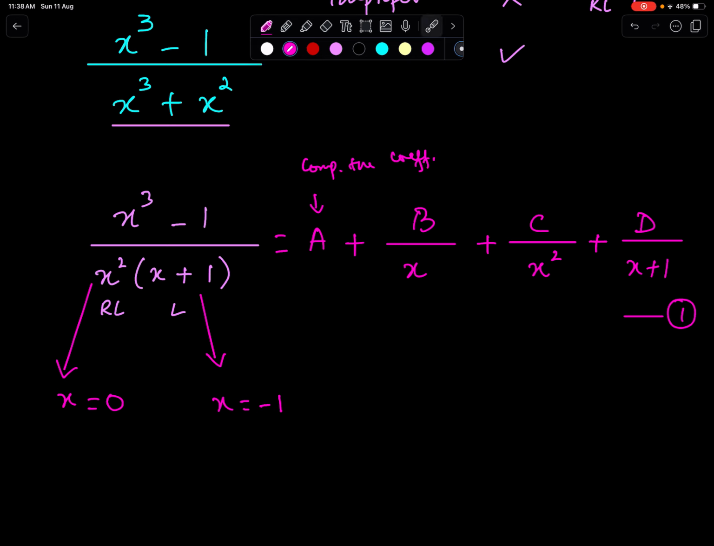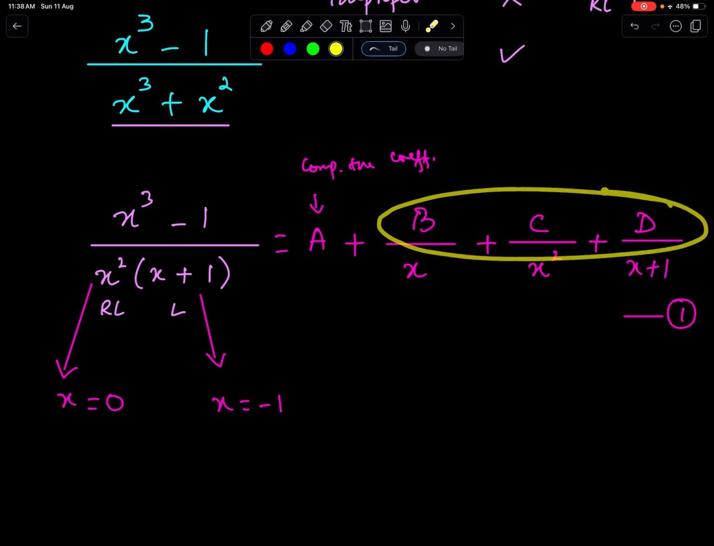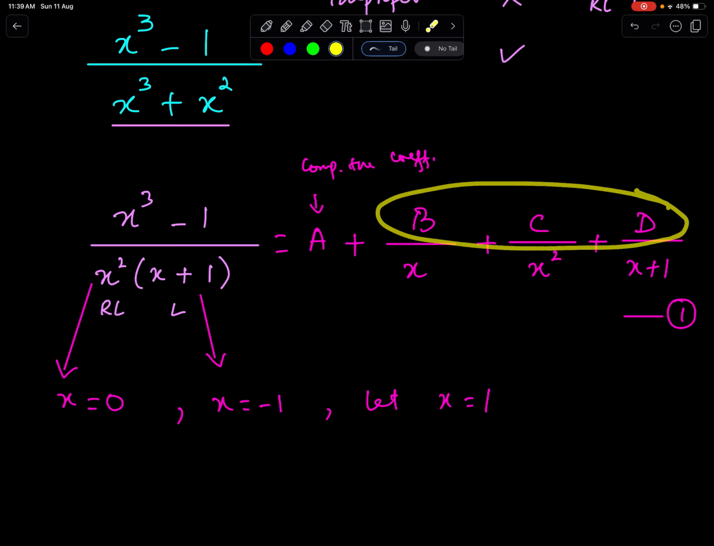Now we have three more unknown constants. So we have got two values. We need one extra value for the remaining constant from these constants. So we can suppose x is 1. We will find values of these three constants by substitution method. Now we have got three values.